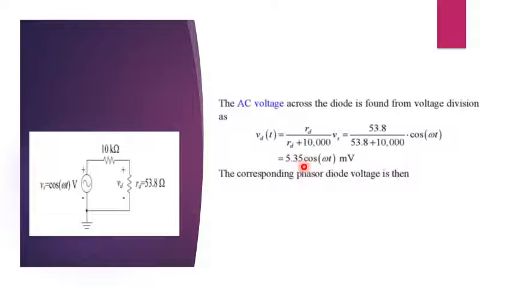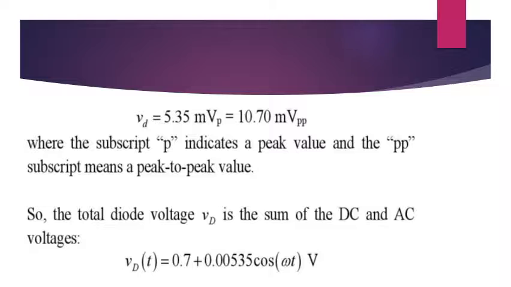Now from the discussion, I actually have an AC signal also. In order to get the pure DC, I have to eliminate the AC also. So now we'll see what percentage of AC signal is present in the DC. So Vd equal to 5.35 milli Vp. It is a peak value, where the subscript p indicates peak value and pp indicates peak to peak. So it is 10.70 milli Vpp.